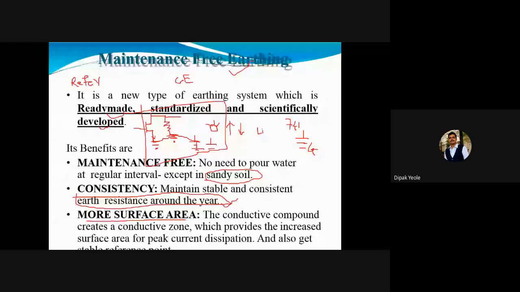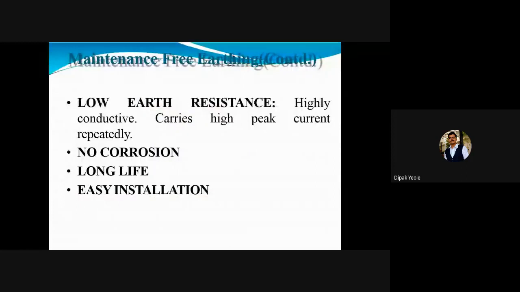Now we will go ahead. So again there are advantages of maintenance free earthing. So fourth advantage is low earth resistance, highly conductive, so it carries a high peak current repeatedly. So if low resistance is available, there is a possibility of high peak current, it can catch or absorb easily. There is a possibility of no corrosion also. Long life. Ultimately, if there is no corrosion, the life will be long, and it is easy to install. Yes, so these are the advantages.